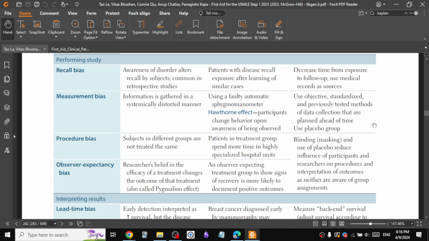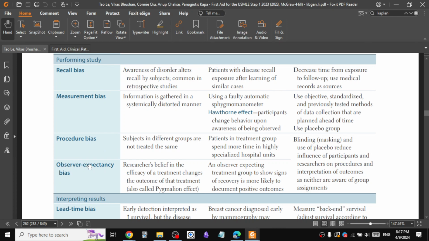So how do you fix that? You blind them. You just put a mask on them, they're blinded, and they won't be able to see anymore. So you will reduce the procedure bias.